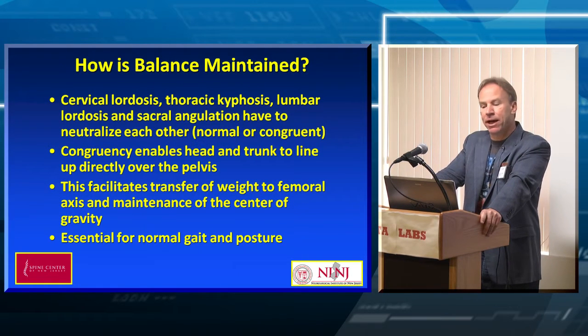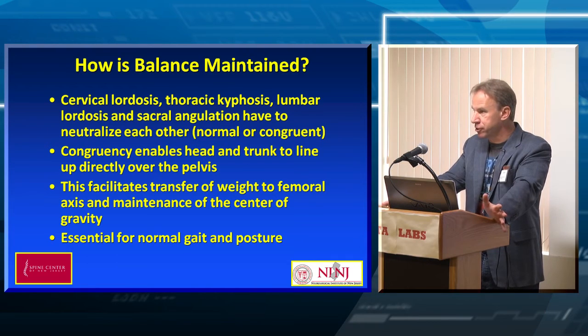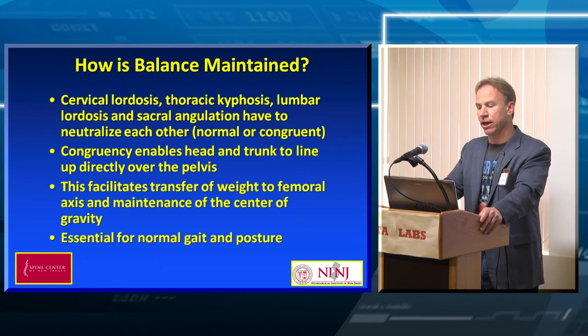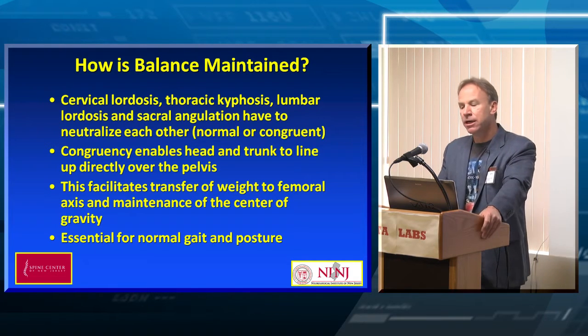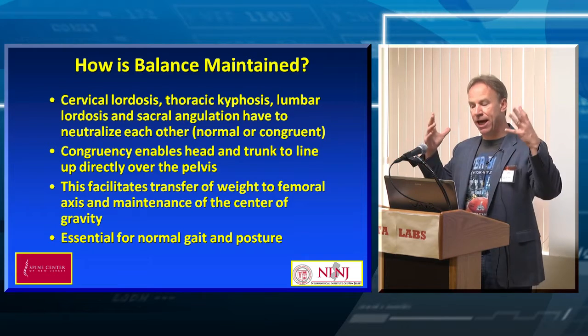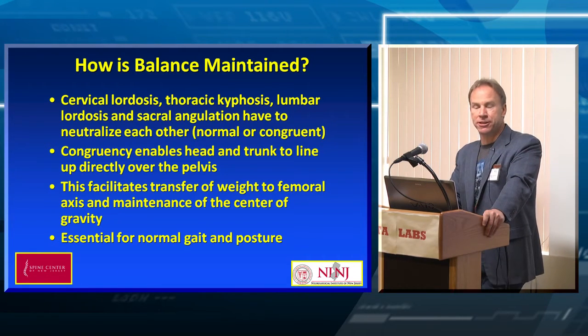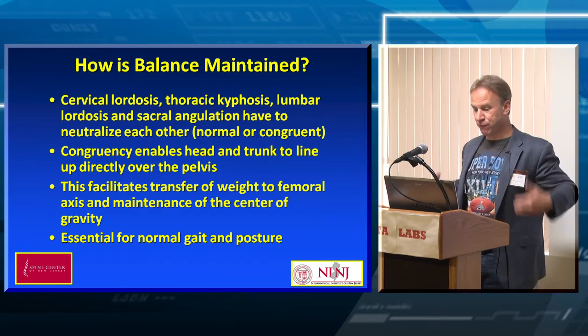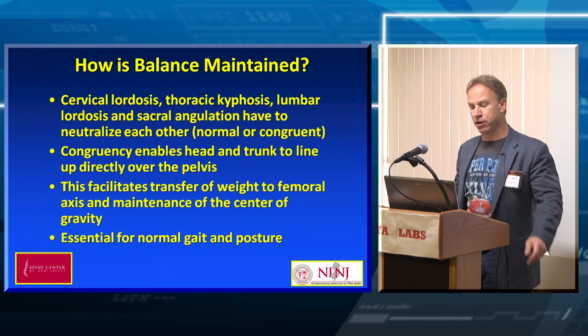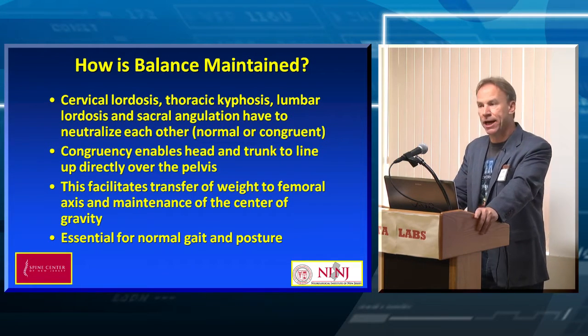How do we maintain balance? We have a cervical lordosis, a thoracic kyphosis, a lumbar lordosis, and a sacral angulation that have to neutralize each other in a normal or congruent fashion. Congruency is what enables the head and trunk to line up directly over the pelvis. This facilitates a transfer of your weight through your femoral axis to maintain your center of gravity, and it's essential for normal gait and posture.